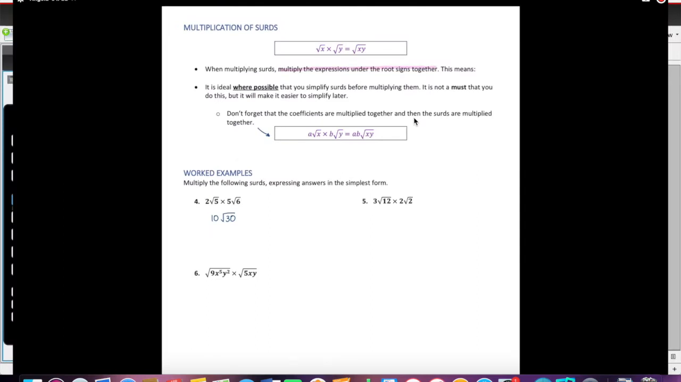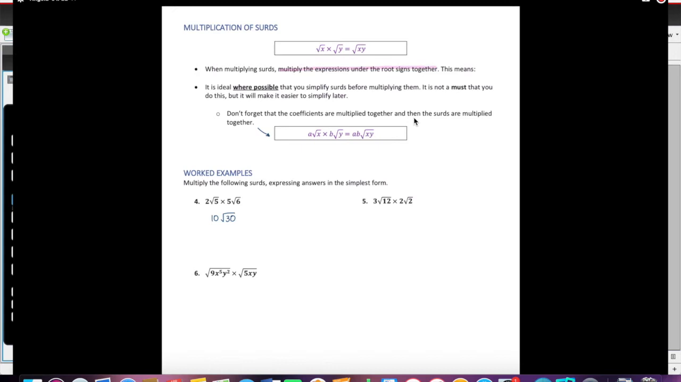So let's take a look at question number 5. So here we've got 3 root 12 times 2 root 2. Now there's 2 ways you can approach this particular question. You can either simplify root 12 and make it a surd in its simplest form, or you can multiply this whole expression first and then go on and simplify the surd later on. So we'll do both strategies so you can understand what I mean.